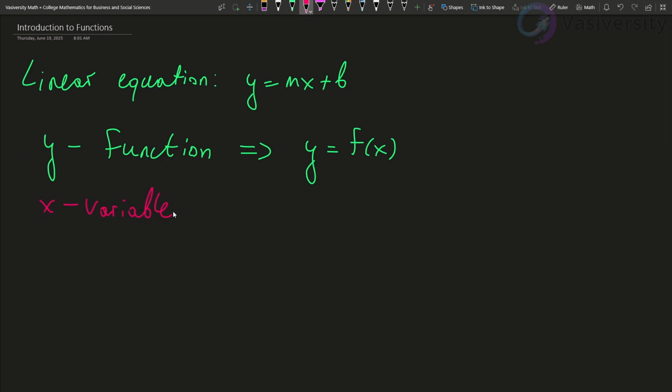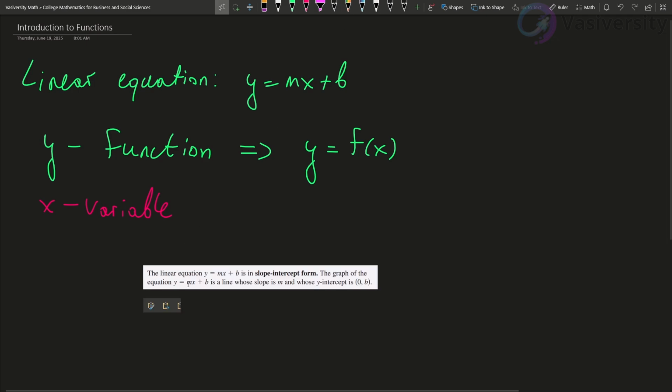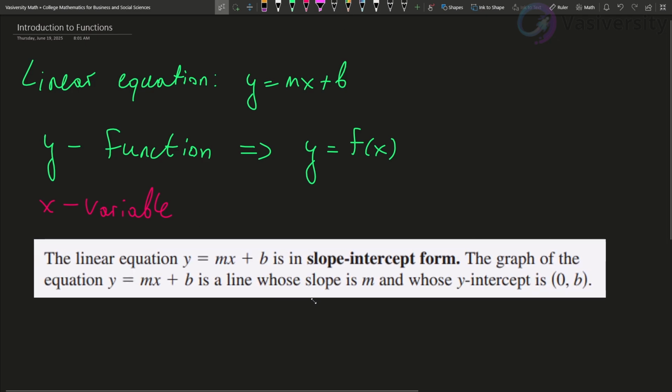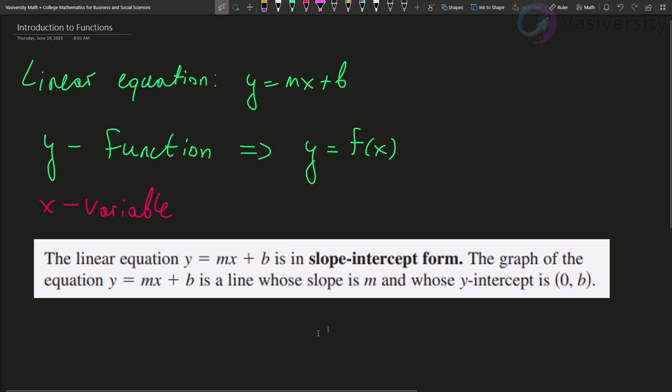All right, and now let's recall the definition. So the definition of a linear equation is y equal to mx plus b, and it's the slope-intercept form. This is very important because we have different forms of linear equations. So this is one of the equations, slope-intercept form, and the graph of the equation is a line whose slope is m, which was rise over run, and the intercept is at point (0, b).